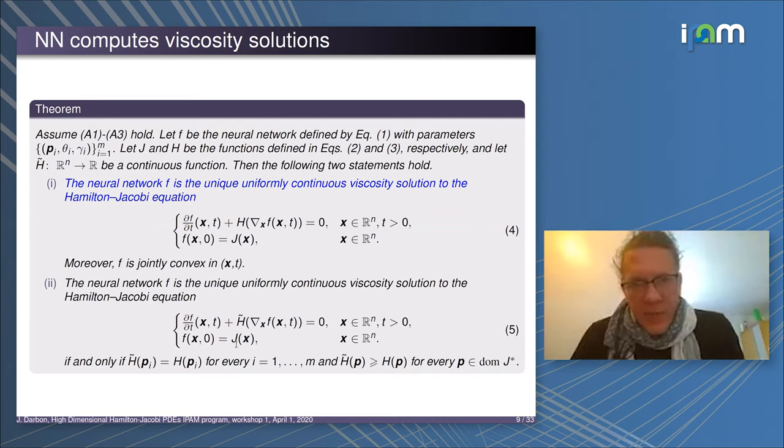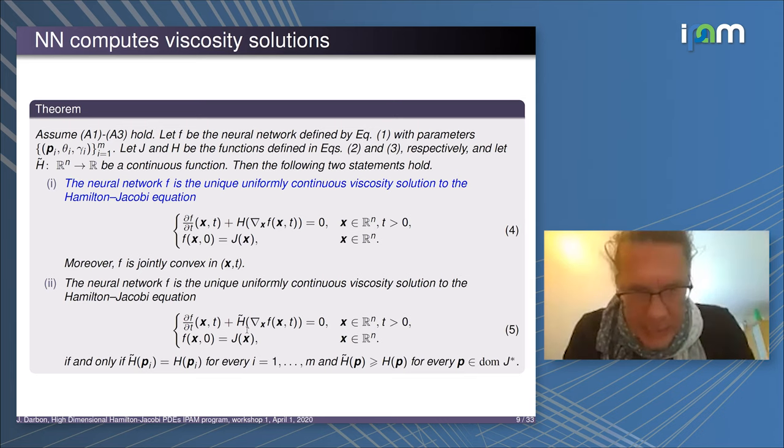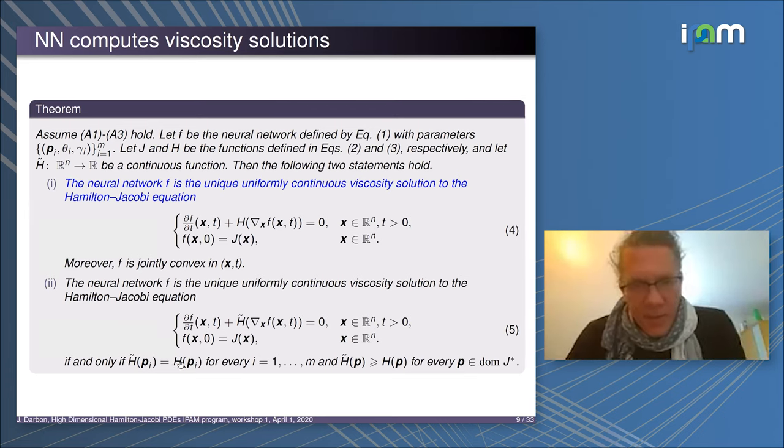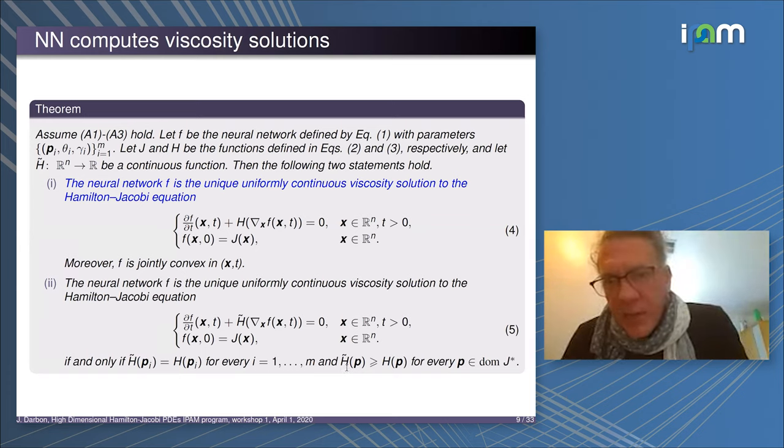So you give me exactly the same initial data, J, but now H tilde agrees with H for all the parameters PI. So every time you give me a PI, evaluate H, then H tilde must take the same value on the same point. But H tilde can be above H.